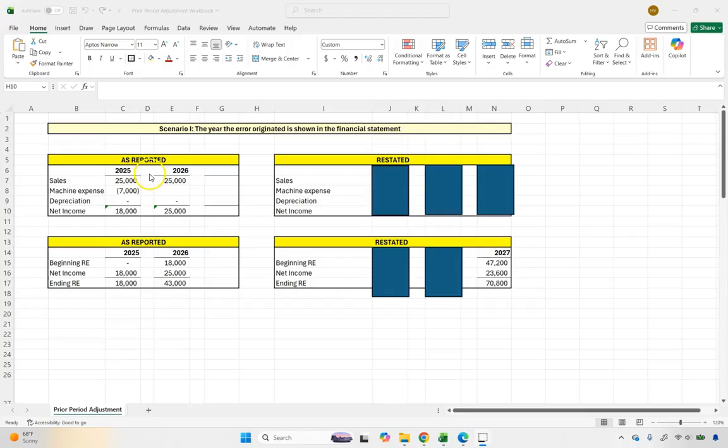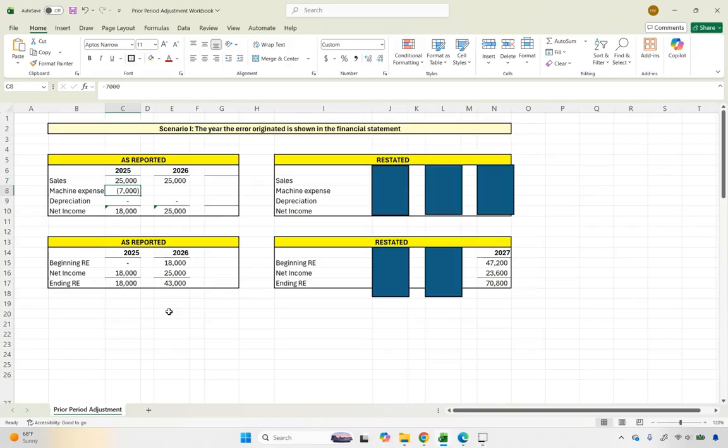Now, before I get into that, I just want to say, let's look at how this was reported in 2026. Let's say 2025 was the first year that we were in business. I put $25,000 of sales for each year just to make it more clear how everything flows through. So in 2025, this is how the income statement and statement of retained earnings were reported.